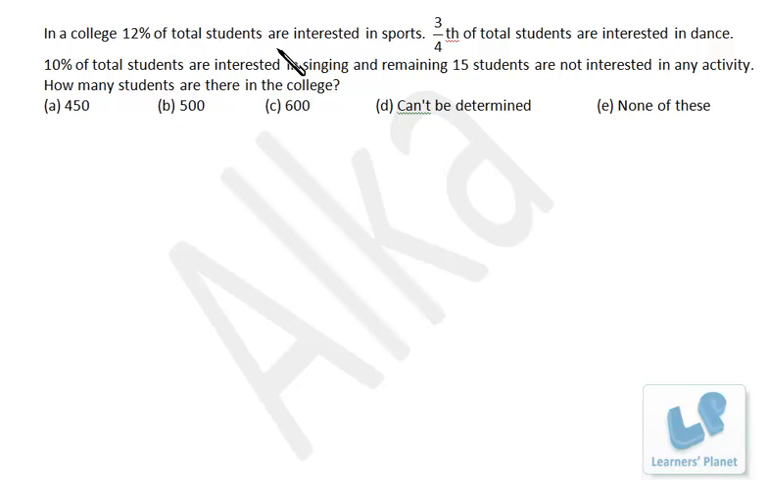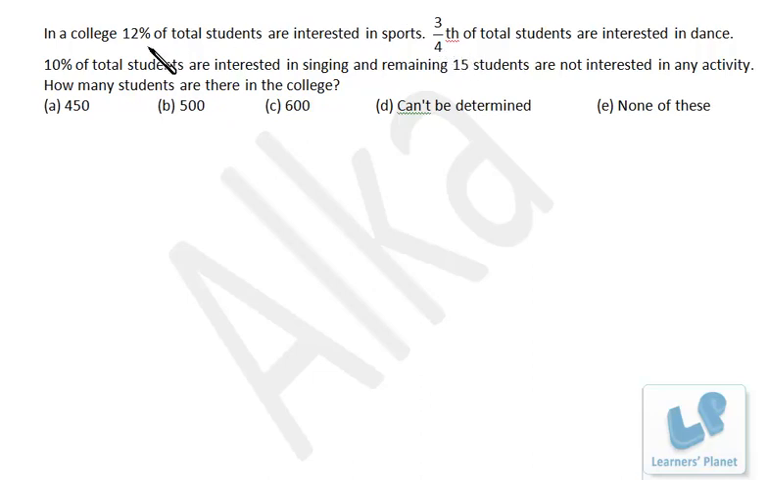In a college, 12% of the total students are interested in sports, 3/4 of the total students are interested in dance, 10% of total are interested in singing, and the remaining 15 students are not interested in any activity. A very simple problem: 12%, 3/4, that means 75%.